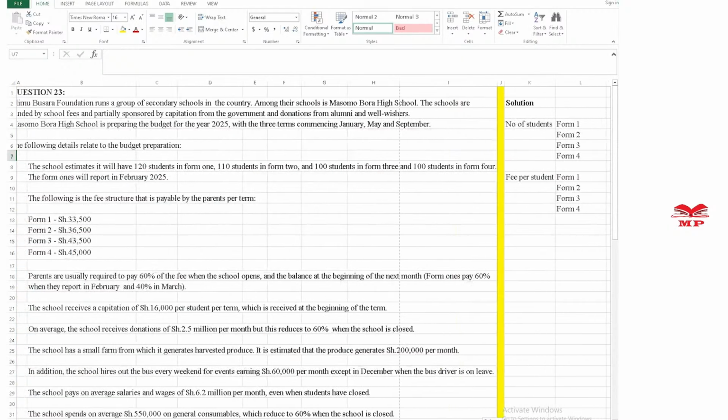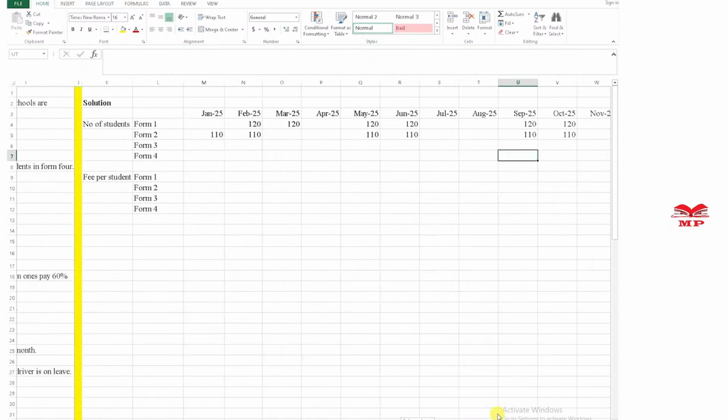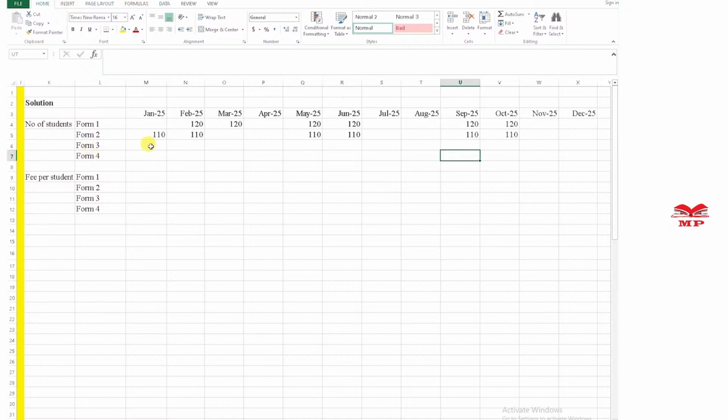Form 3s, let's see, they don't have an issue for Form 3s. 100 students in Form 3 and 100 students in Form 4. So the same for Form 3 and Form 4. Form 3 is 100 and 100. So we just drag those ones like that. And then here we put in 100 and 100, and then over here we put in the same.